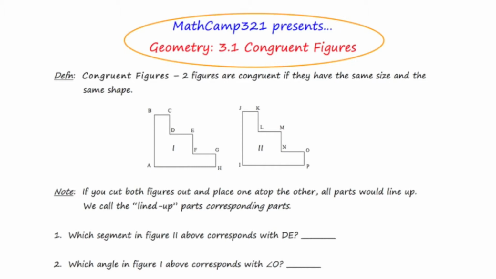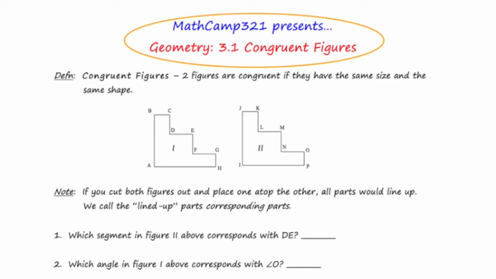The first definition that we're going to talk about is that for congruent figures. Congruent figures are two figures that have the same size and the same shape. And I've given you an example of two congruent figures down below, identified as Roman numeral 1 and Roman numeral 2. Now if we just look at these, they appear to have the same size and they appear to have the same shape.